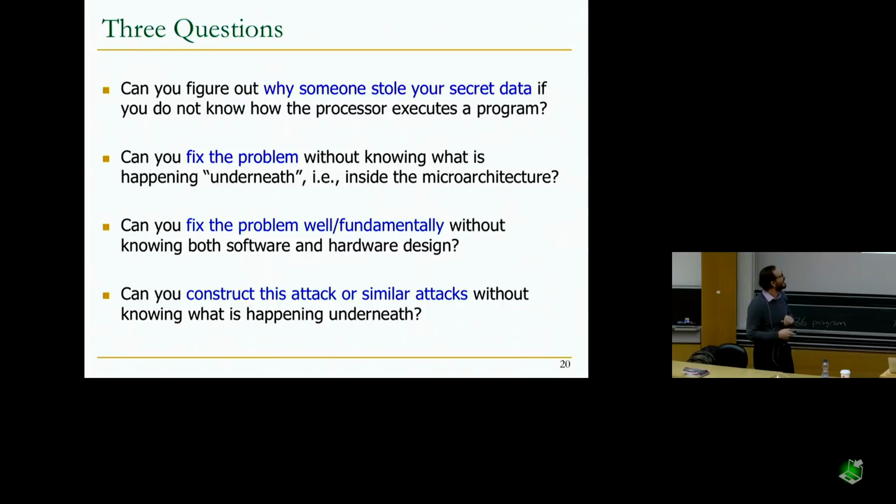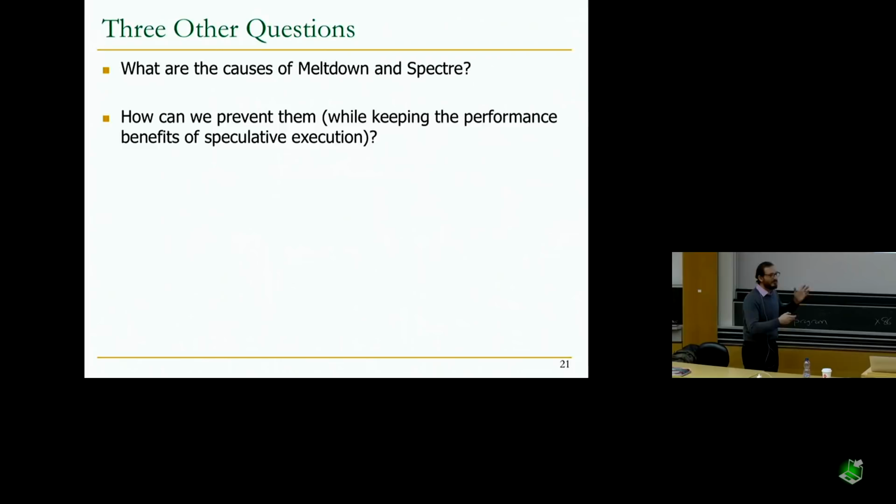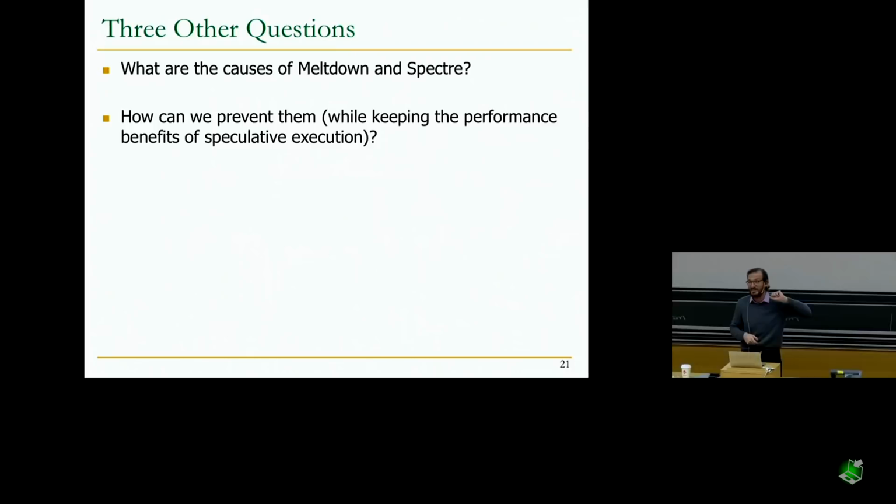Okay, so there are the other questions. What are the causes of Meltdown and Spectre? Can you answer this without knowing what's going on underneath? I don't think so. How can you prevent them while keeping the performance benefits of speculative execution? Speculative execution actually has a lot of performance benefits. That's why it's being employed in high-performance processors. Do we get rid of it?